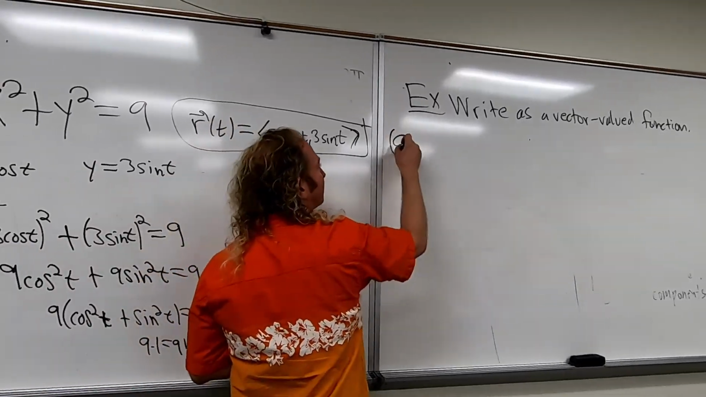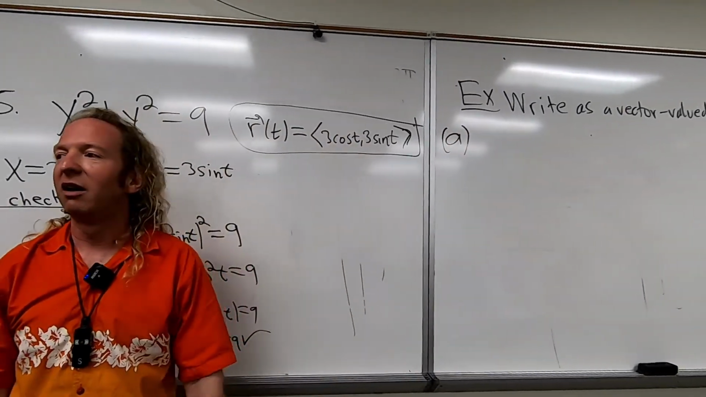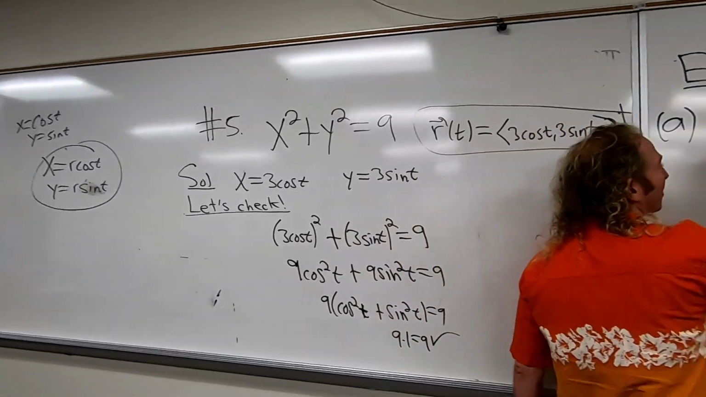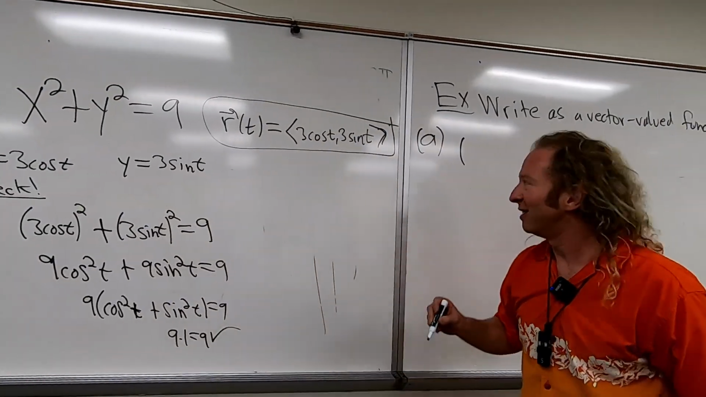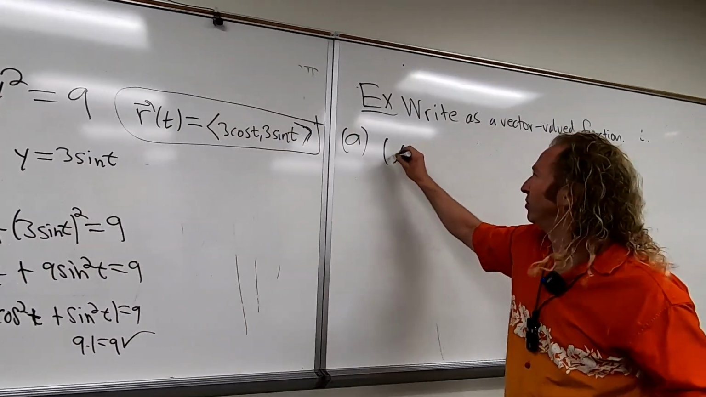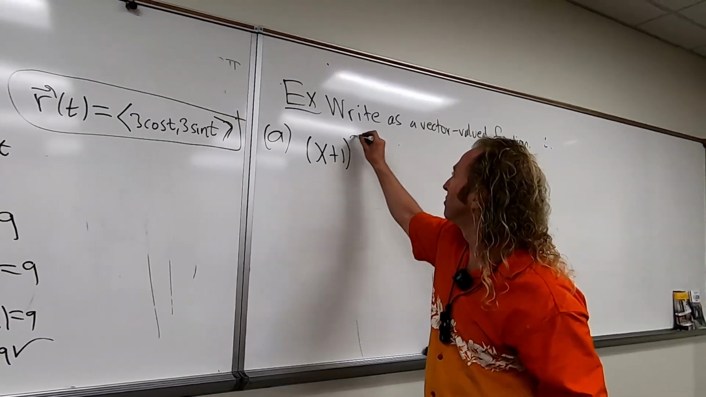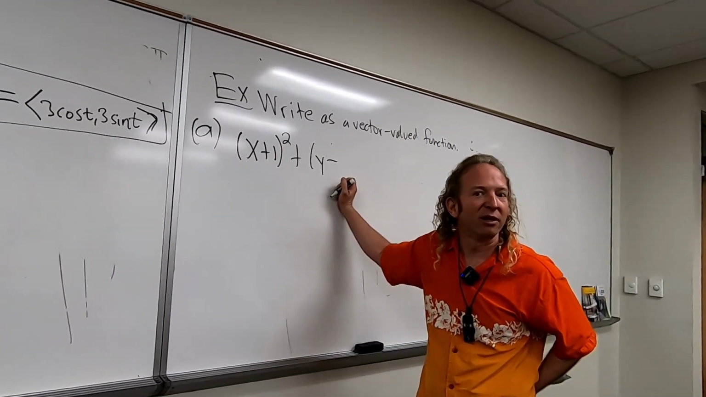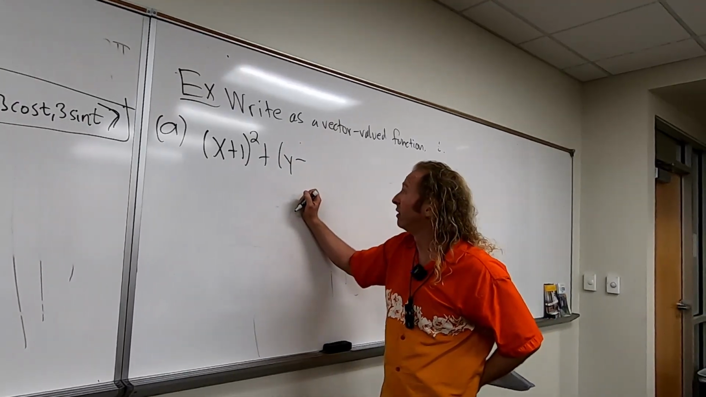So A. Let's go nuts. We got this. I believe in you. x plus 1 squared plus y minus, what's an uncomfortable number? 27. 27.